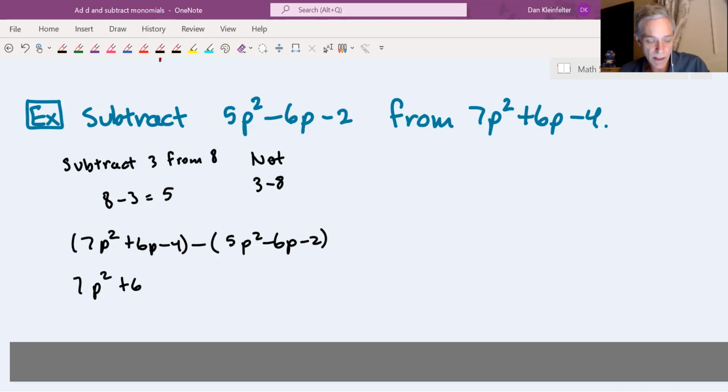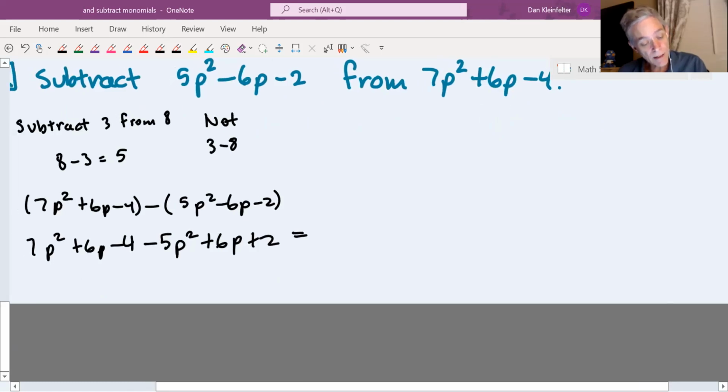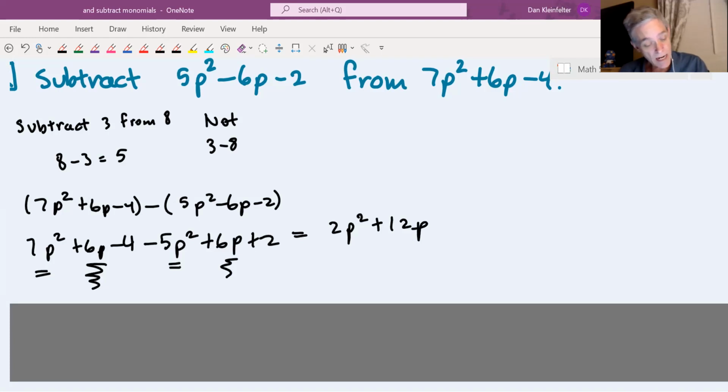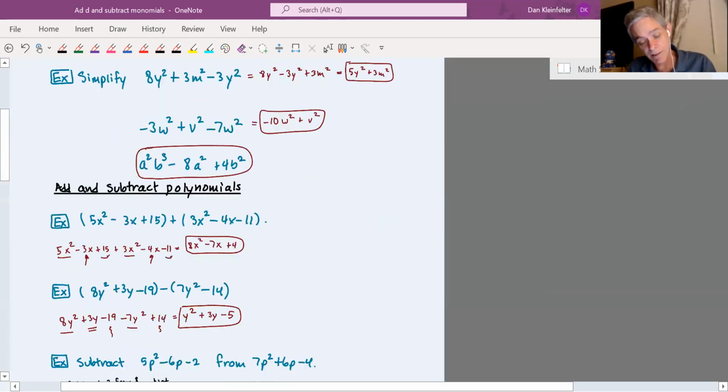We have 7p squared plus 6p minus 4. Distributing the negative, negative 5p squared plus 6p plus 2. Okay, and so then we're combining: 7p squared minus 5p squared will be 2p squared. And then 6p and 6p is going to be 12p. And then in numbers, we've got negative 4 and a 2, which is negative 2. All right, and that will do it for that one.